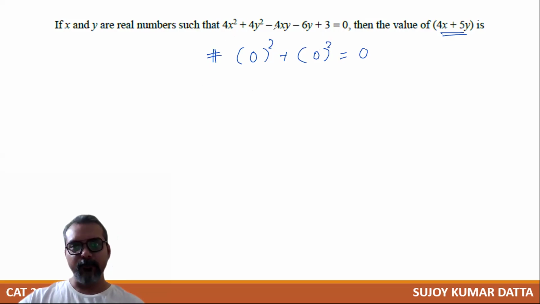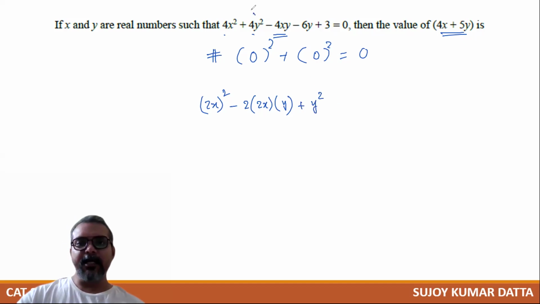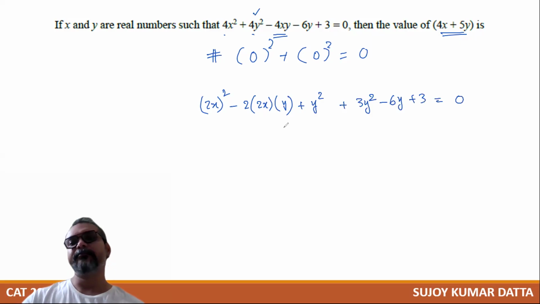So now if you look at this, 4xy must come from x and y combined. So 4x squared is there. Now 4x squared is basically 2x whole squared. So we have a squared minus 2ab. So we have to just keep y because we already have 4xy now. And to complete the square, I need y squared. But then I have 4y squared, so what I do is keep the 3y squared outside. The minus 6y and plus 3, let them be. This now can be clubbed as 2x minus y whole squared.